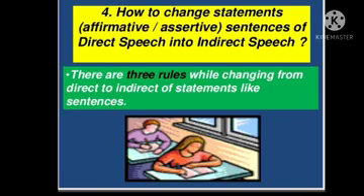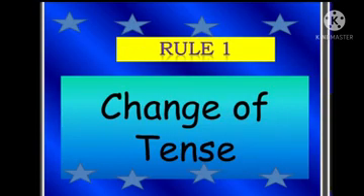We know that there are several types of sentences, and in each type the rules are different. First I'll explain the changes in the statements of affirmative or assertive sentences while changing into indirect speech. There are three rules while changing statement-like sentences from direct to indirect. Rule one is the change of tense.